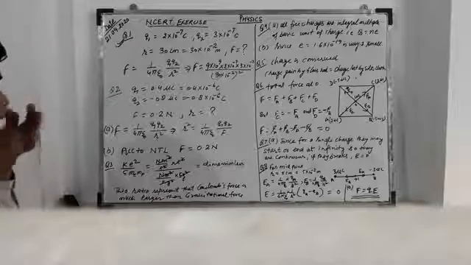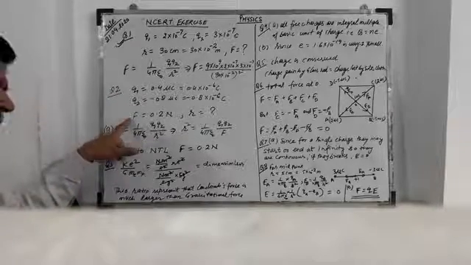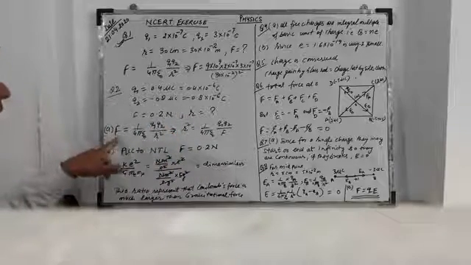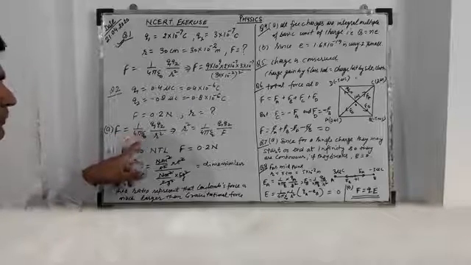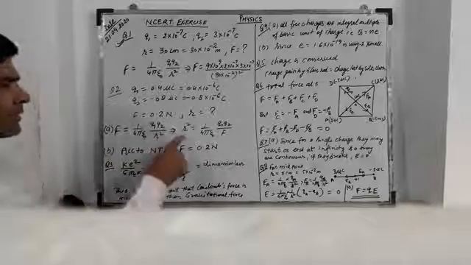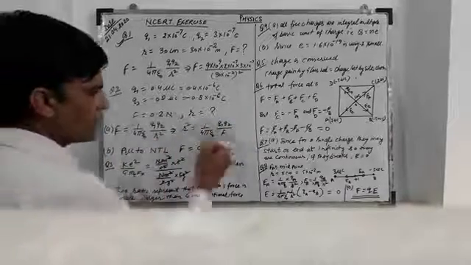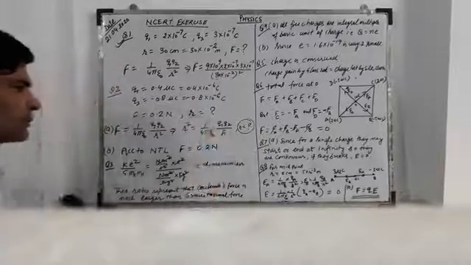Question number 2. In question number 2, the values of Q1, Q2 and F are given. You are finding R. So similarly, by applying the formula F is equal to 1 upon 4 pi epsilon naught Q1 Q2 upon R square, we can find R square, then R. Okay? Then you can find R here.